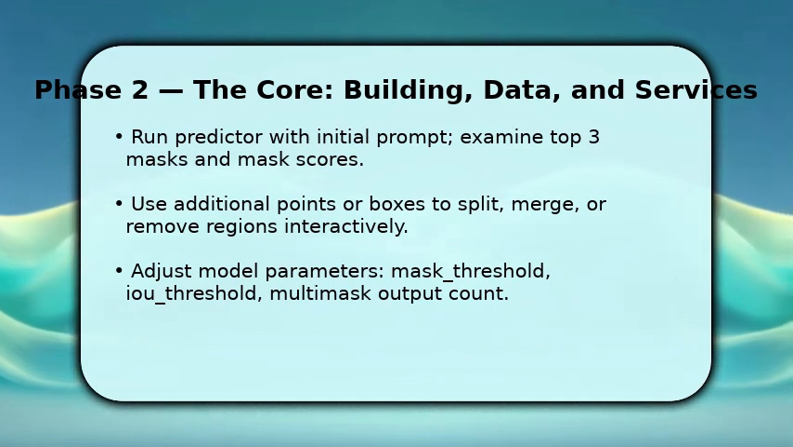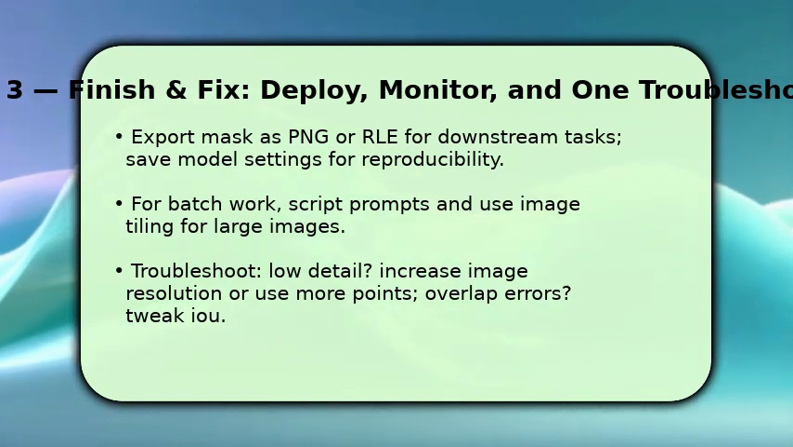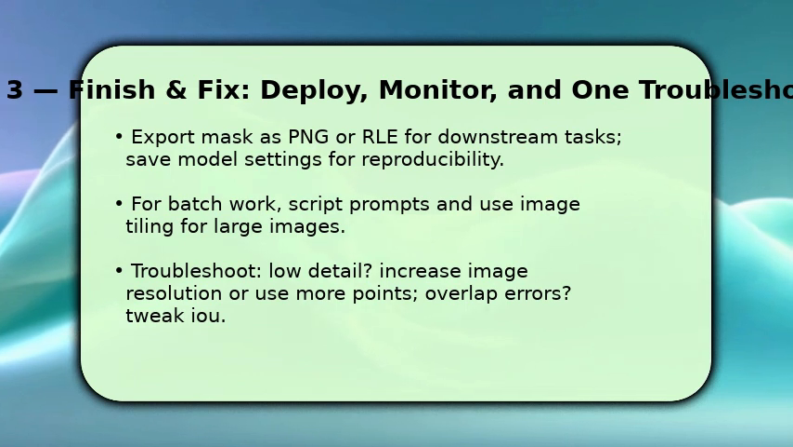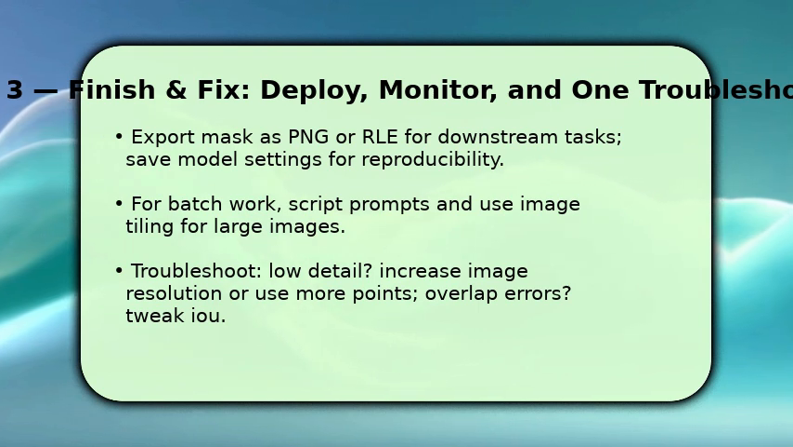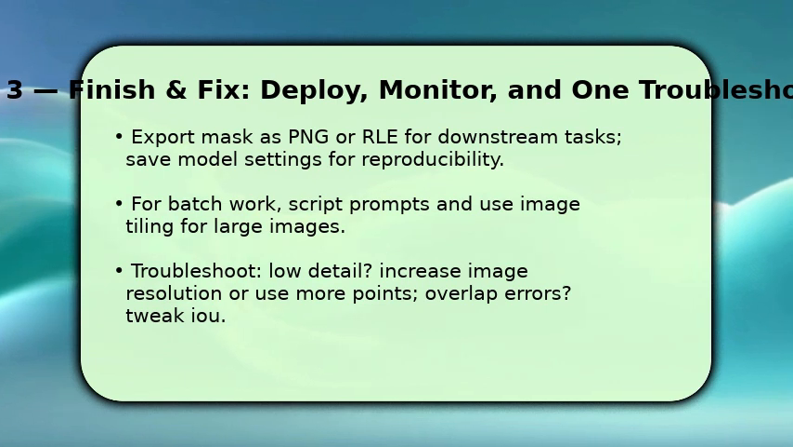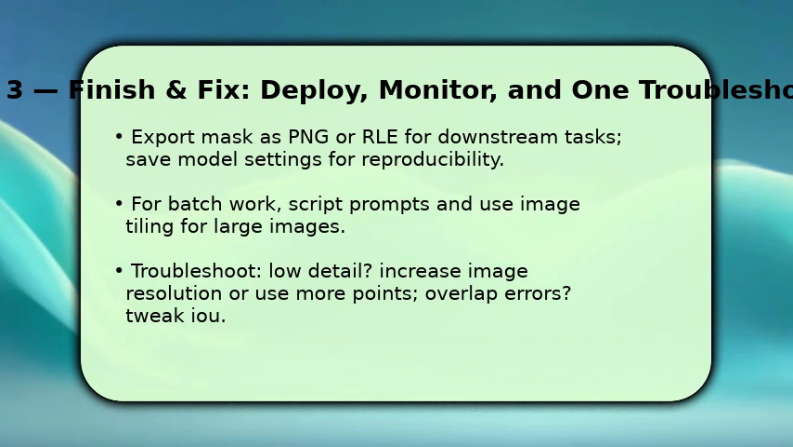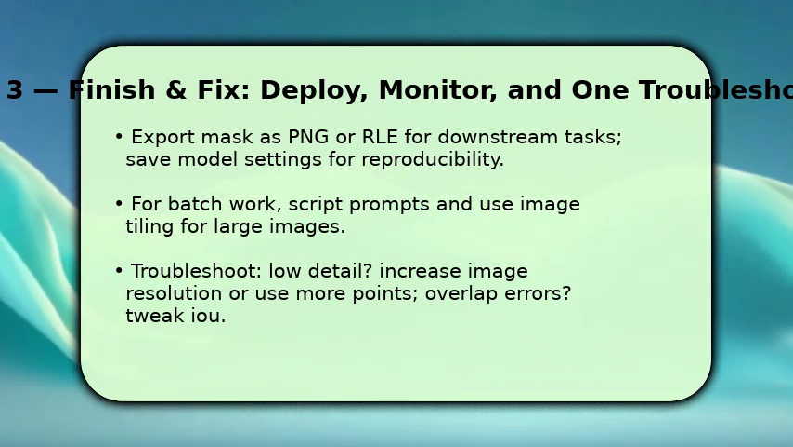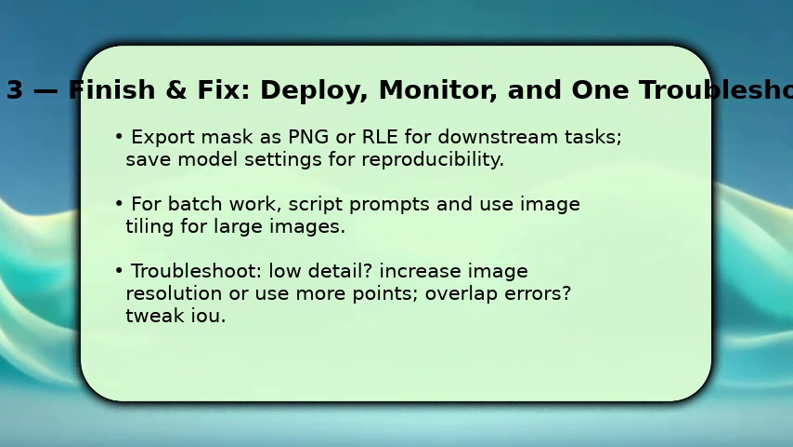You finish by exporting the chosen mask in the format your workflow requires, PNG for pixel editing or RLE for annotation tools, and save the model config so you can reproduce results. For many images, automate prompts and consider tiling very large pictures to keep performance smooth. If the mask lacks detail, increase image resolution or add more precise points. If masks incorrectly overlap, reduce IO threshold or provide negative points. Keep a short validation set to confirm change.